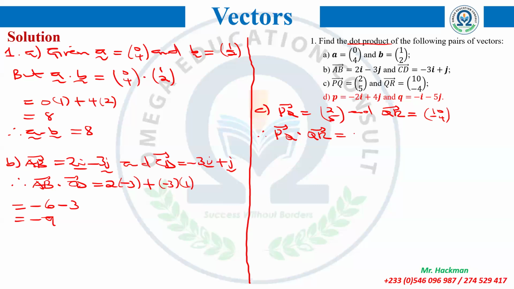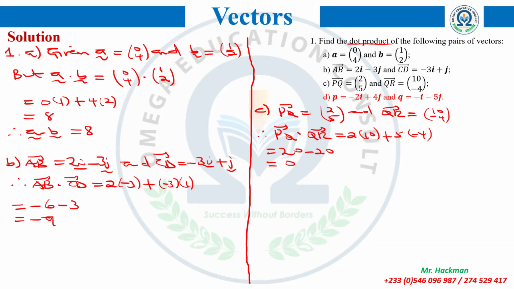this times this, so 2 times 10 plus 5 times negative 4. So that will give us what? 20 minus 20, which is equal to 0. So these are carefully selected questions to deal with all situations. Okay, thank you very much, Kobe. All right, so the dot gave us 0.